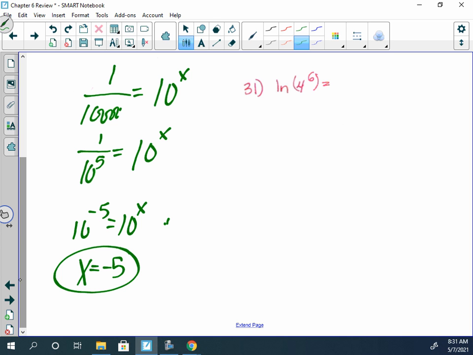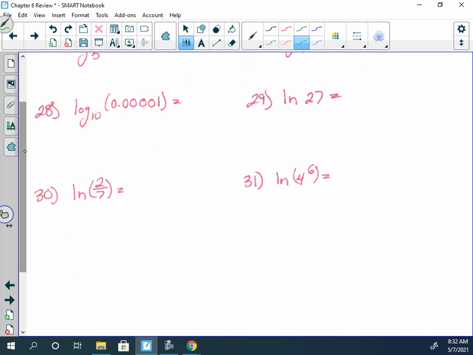So there's different ways we can go about doing this. 31. ln of 4 to the 6th. So we could type that straight in, ln 4 exponent 6. Yeah, I did something wrong at first. I got 30.612, and then I had to redo it.